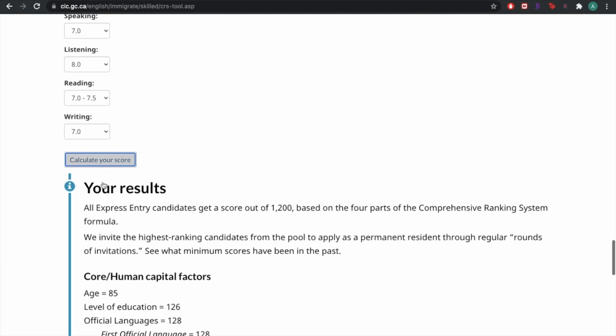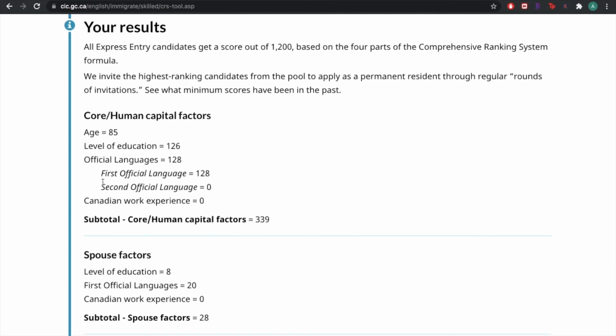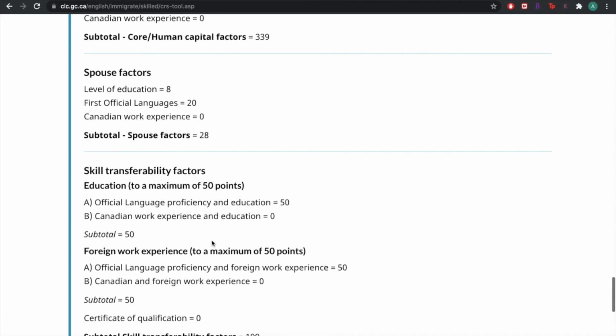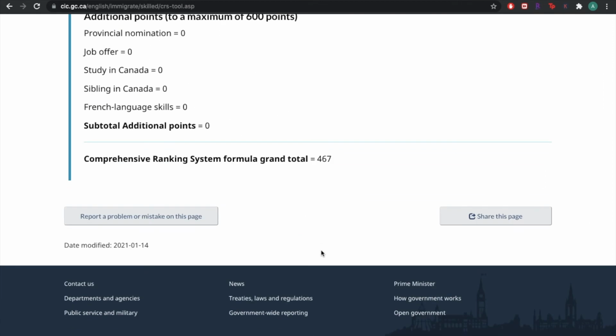Look at it. Let's calculate the score. It says level of education 126, official language 128, age 85. You would see the difference between the first one and the second one. The age here has dropped to 85. The spouse level of education is 8, language is 20, 28. And you see 50. Here it also says 50. That's for foreign work experience. I had 25 because I had 1 year. For 3 years max, you get 50 points. In total, they have 467 points, which isn't an entirely bad score.